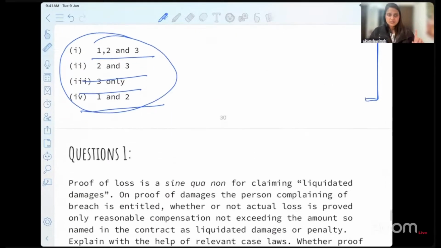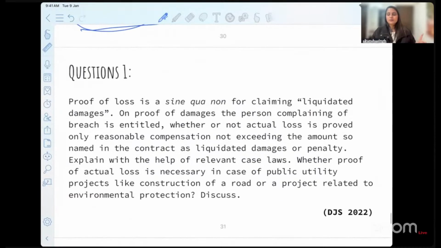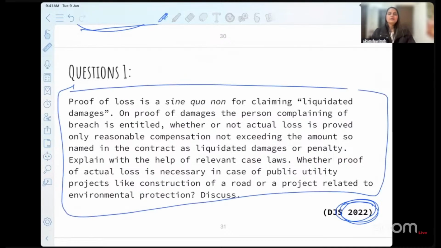So this is the MCQ. Now comes a very important question. See how recent it is. DGS 2022. So you can now see the importance of today's class. Now, let me just read out the question and you'll feel so happy that we have actually covered this.